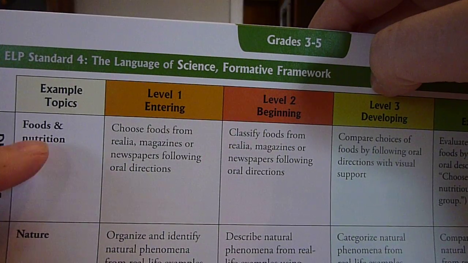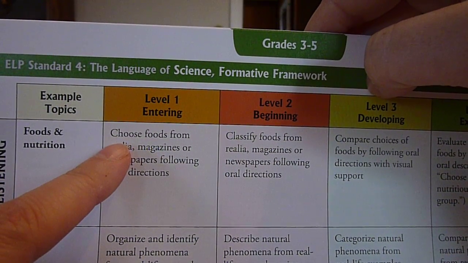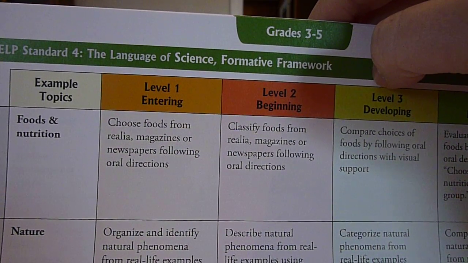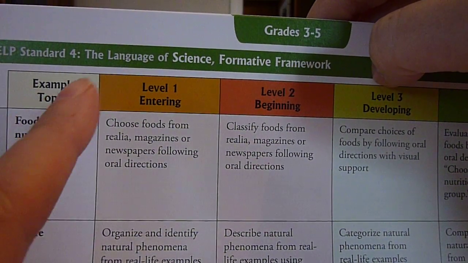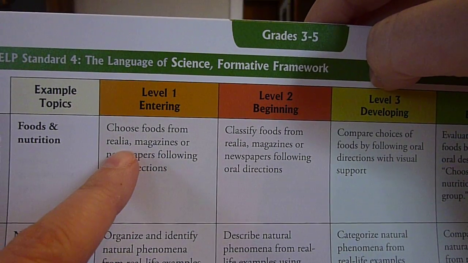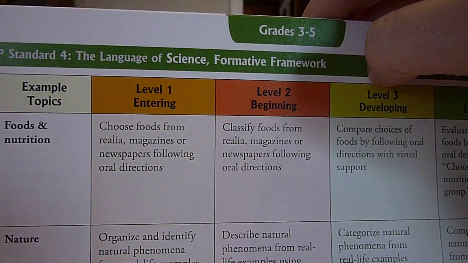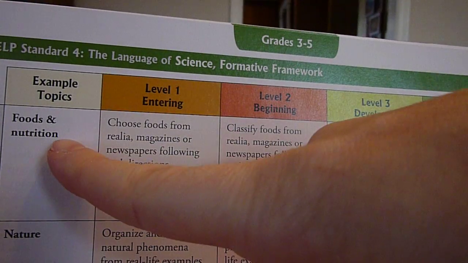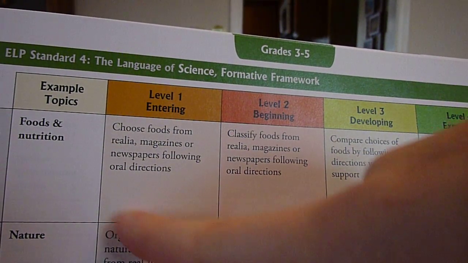Our topic, let's say, is food and nutrition. So a level 1 student should be able to choose foods from real-life magazines or newspapers following oral directions. So you can see we have support by using real-life objects, magazines, and newspapers to talk about our topic, food and nutrition. So they're still reaching the standard, but they're doing it in a modified way.